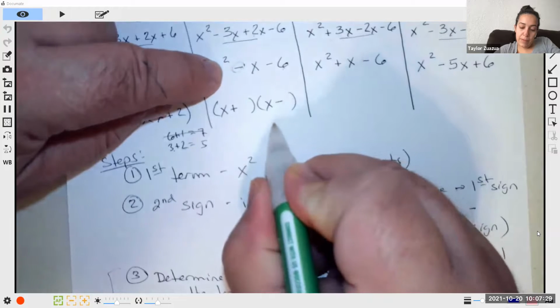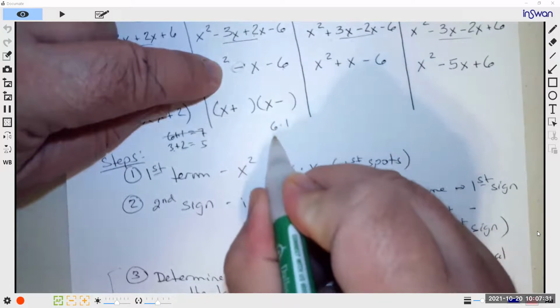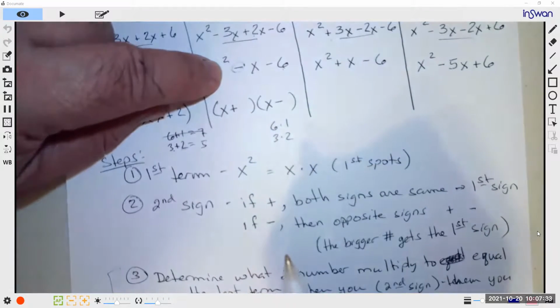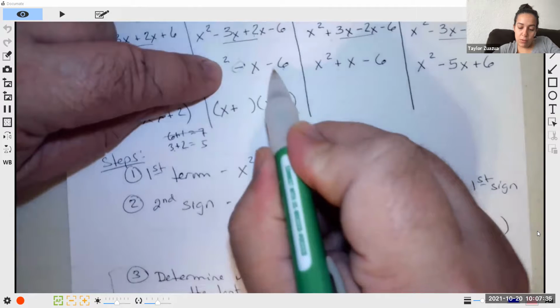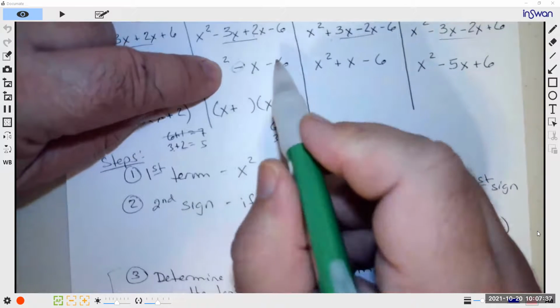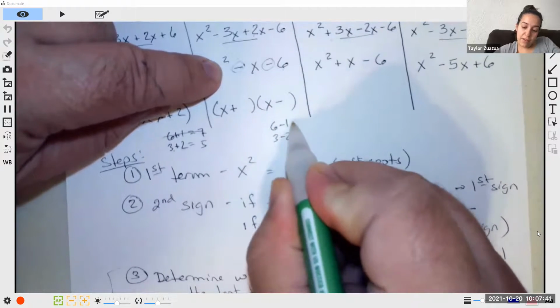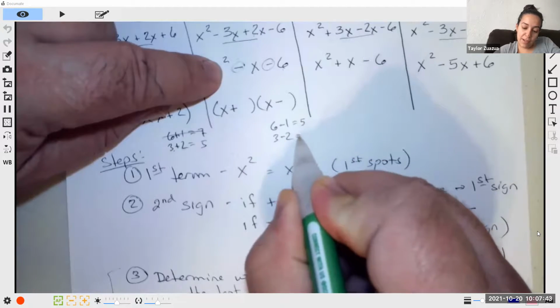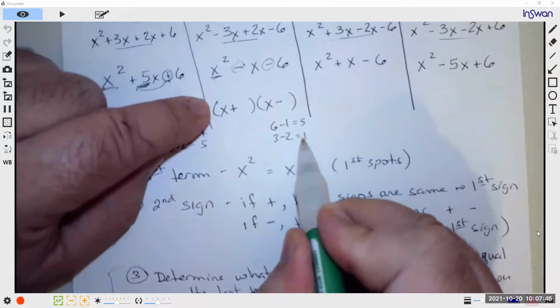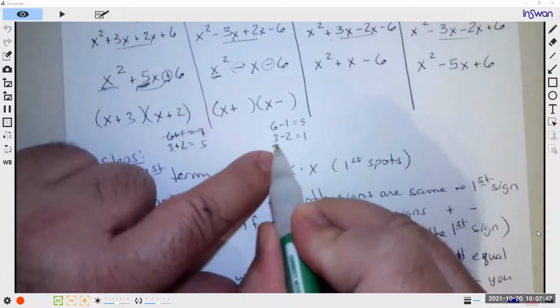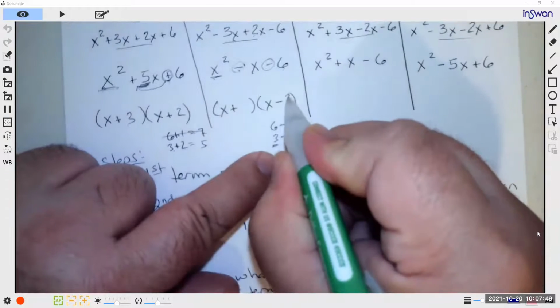What times what equals 6? 6 times 1, and 3 times 2. And then you add those, right? No, that's subtracting, because the second sign's a negative, they're minus. Got it. Okay, since it equals 1, it's got to be 3 and 2. So the 3 is bigger. The first sign is negative, so 3 goes there.